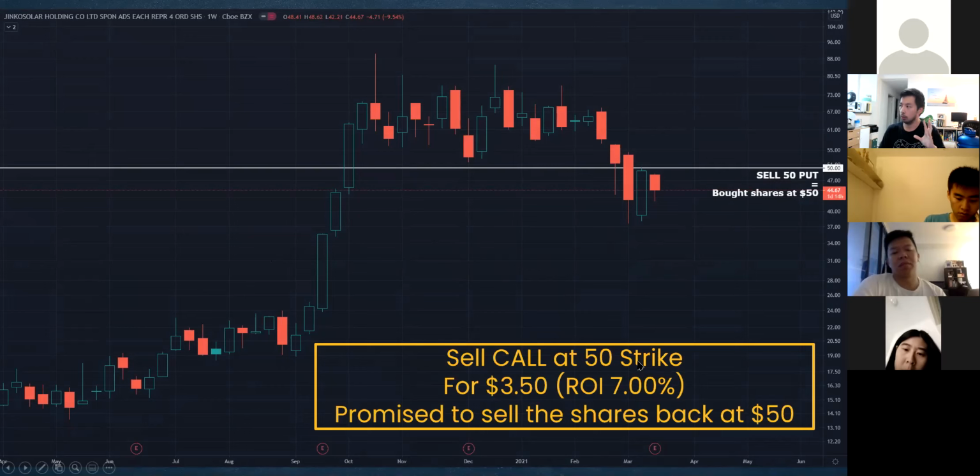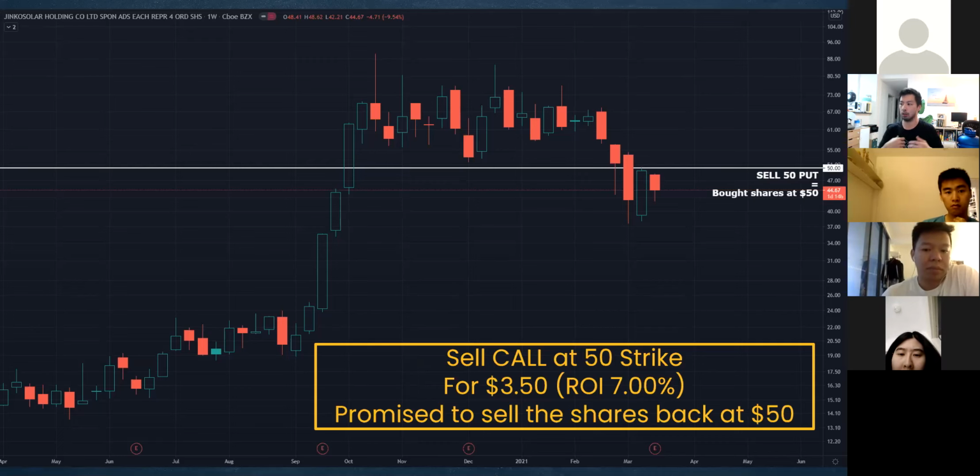The rule of thumb I normally follow for a pure cash flow play like this is that when I sell a call, I sell at the strike price at which I bought the shares, which is $50. Selling the call at $50 strike will give us a return of $3.50, which is an ROI of 7%. For this, you don't need to come up with any more capital, because you already own the shares. You're just selling another contract, a call option, where you promise people to sell your shares in the future at $50. Cool.